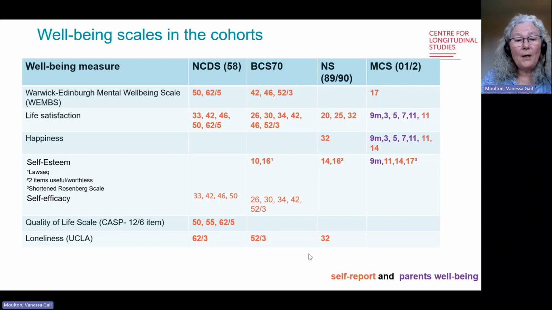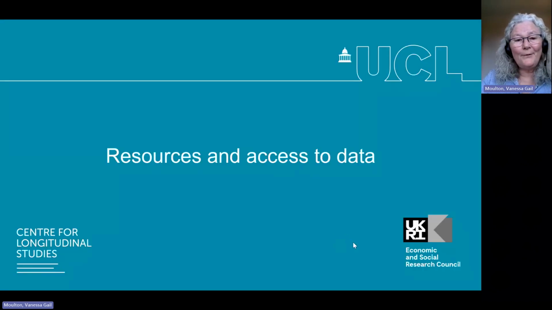The Warwick-Edinburgh Mental Wellbeing Scale was administered at age 50 in the NCDS, 42 and 46 in the BCS 70, and will also be available in the new sweeps. Also, life satisfaction has been administered a number of times across each cohort. Quality of life scale has been measured 3 times in the NCDS, and loneliness in the recent sweeps of the NCDS, BCS 70 and next steps. So I hope that gives you a flavour of what's available, or some of what's available.